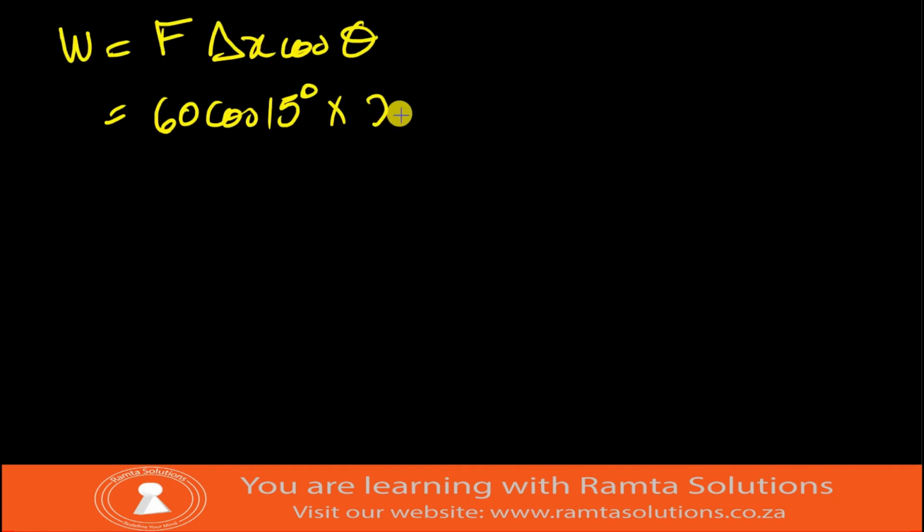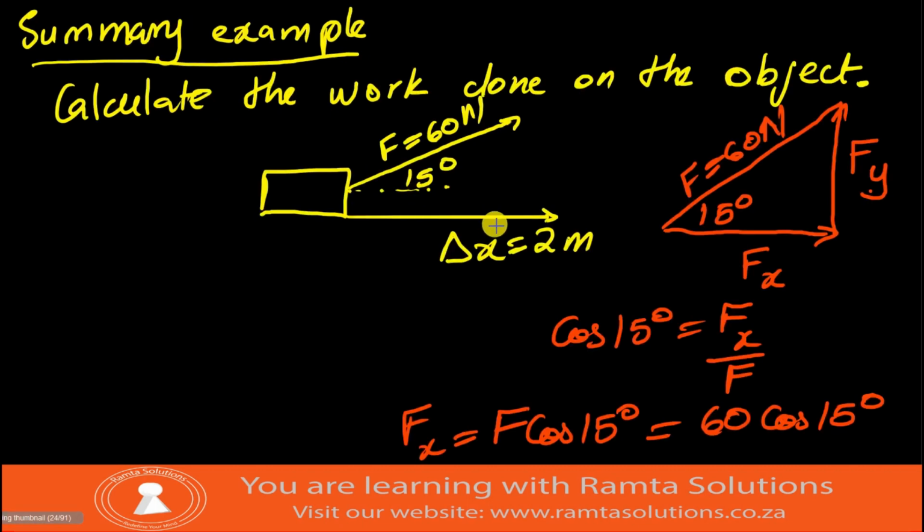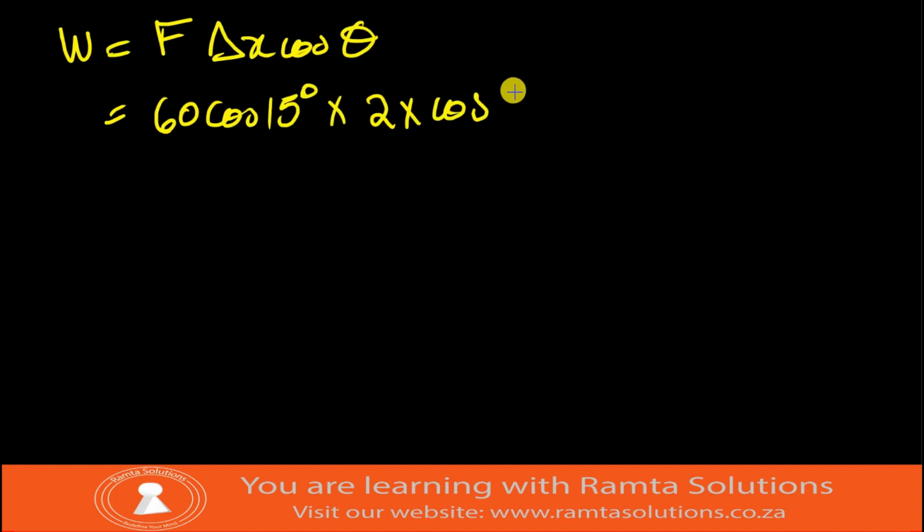times cos of the angle between the force doing work on the object and the displacement. F sub x is acting in the same direction as the displacement, so the angle will be 0. Now let's get this. This is 120 times cos 15 degrees.